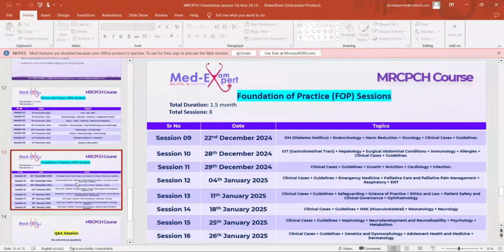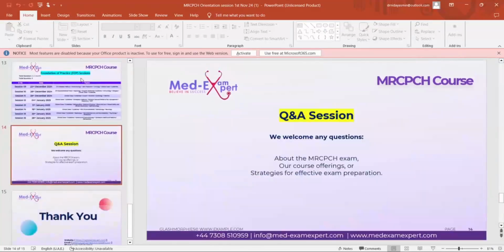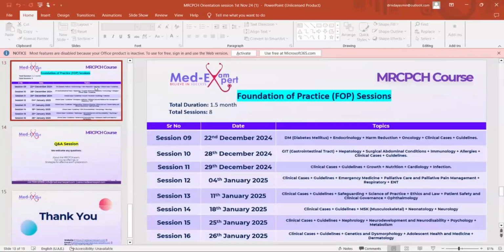In the fifth, we will discuss the guideline along with safeguarding, patient safety, and ophthalmology. The sixth will cover musculoskeletal, neonatology, and neurology. The 15th session will be neuro and neurodisability, psychology, and metabolism. And in the last one, along with the guideline, we will discuss genetics, dysmorphology, adolescence, medicine, and dermatology.